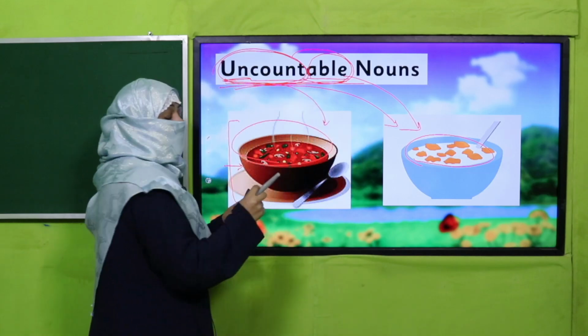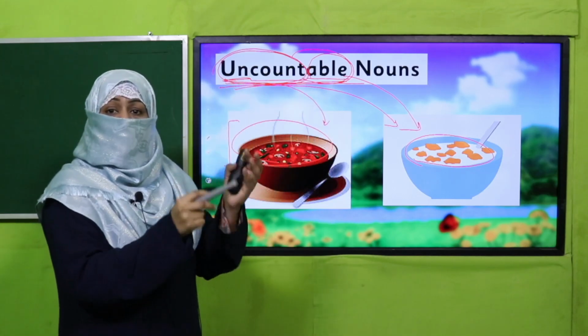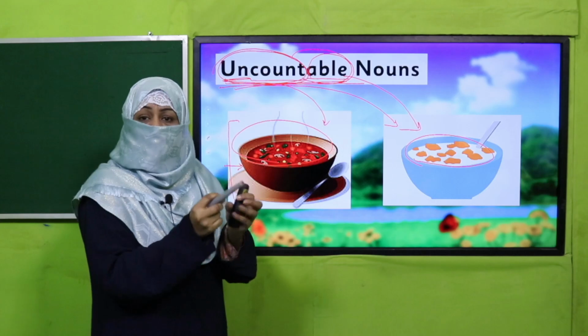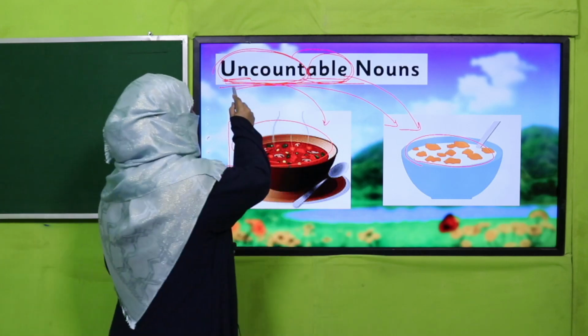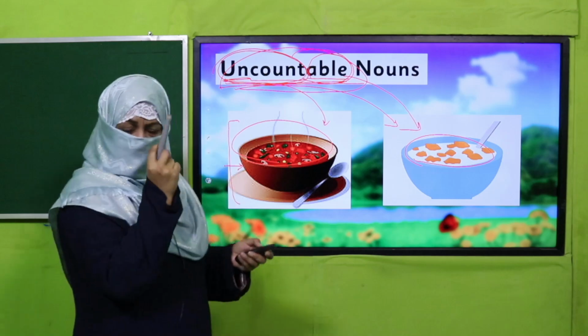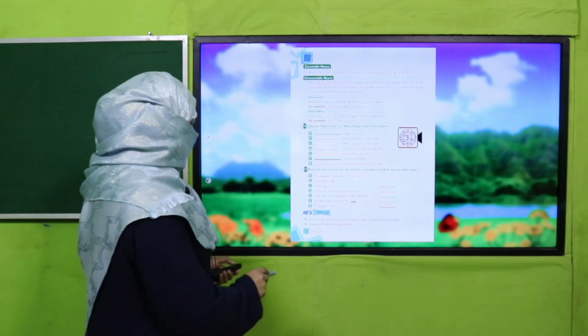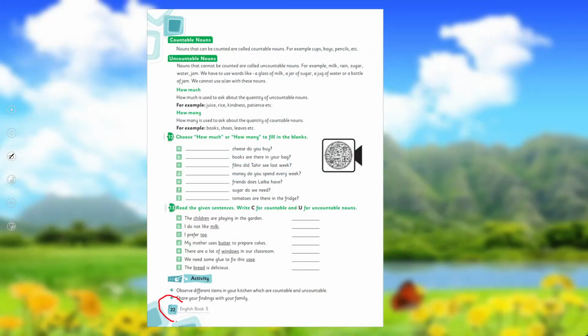Anything which you cannot count. And what does count mean? Which you count in numbers, 1, 2, 3, which is countable. And what you cannot count, that is uncountable. All right. So let's see what your book says about it. Open your book on page number 22.